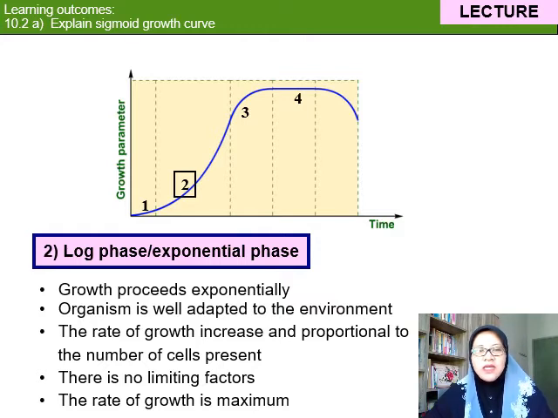The rate of growth increases and is proportional to the number of cells present because there are no limiting factors and the rate of growth is maximum.